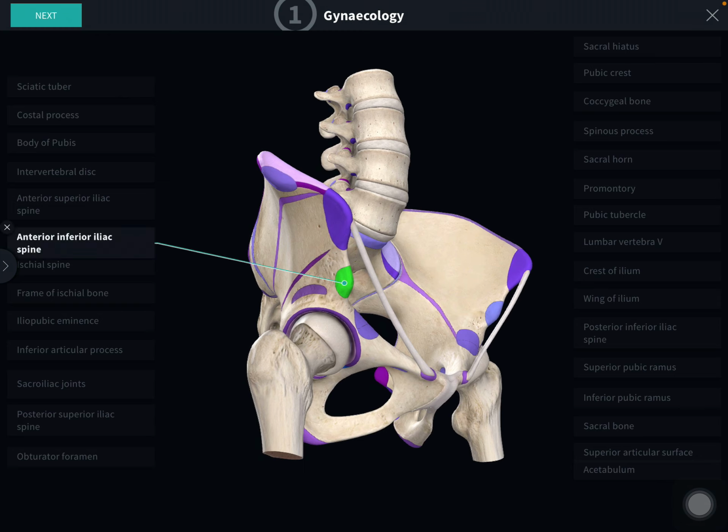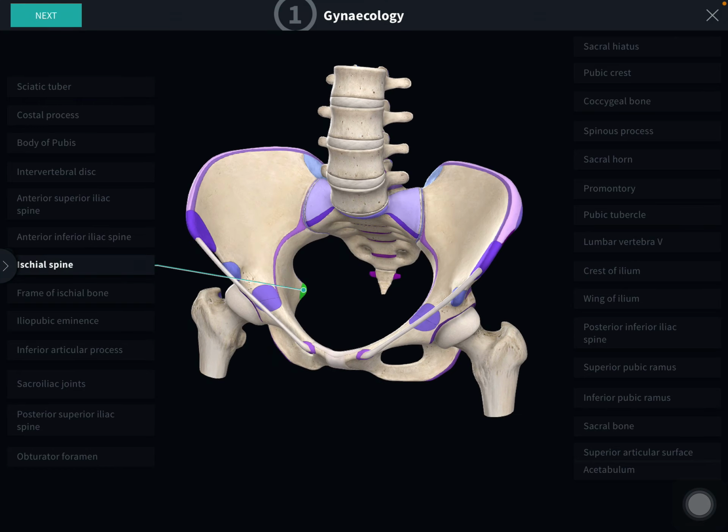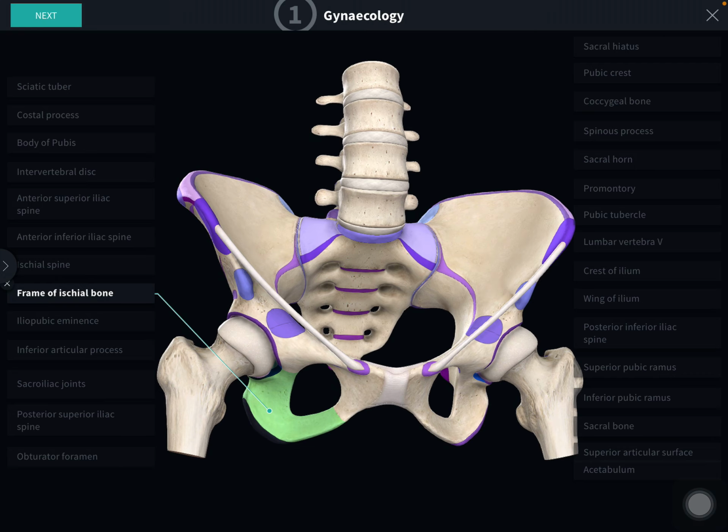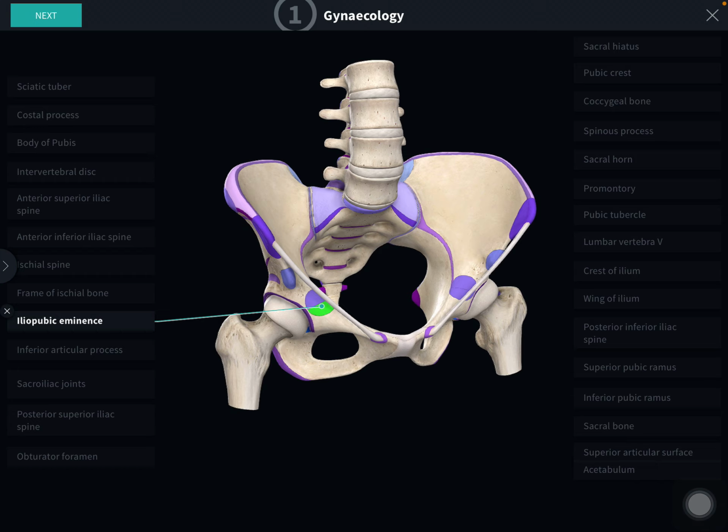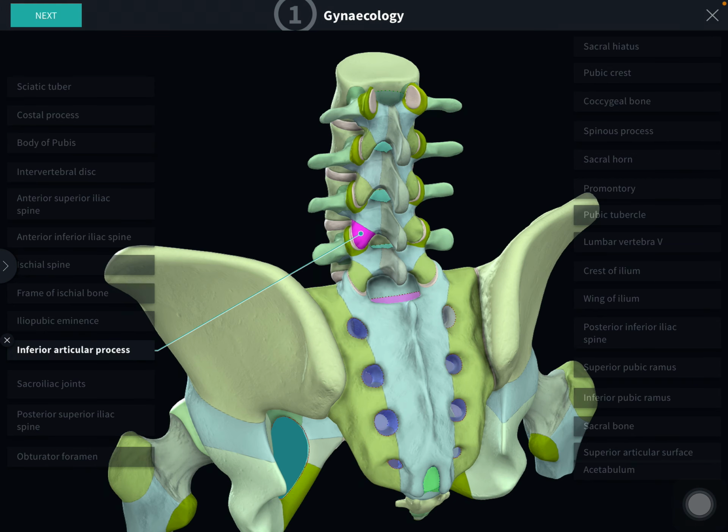So this is the anterior inferior iliac spine. It gives attachment to two structures, the reflected head of rectus femoris and also the iliofemoral ligament. So that is the ischial spine. That is the total ischium bone, which consists of the ischial tuberosity and ramus. So iliopubic eminence, that is the junction of ilium and the pubis. This is again part of the lumbar vertebra.